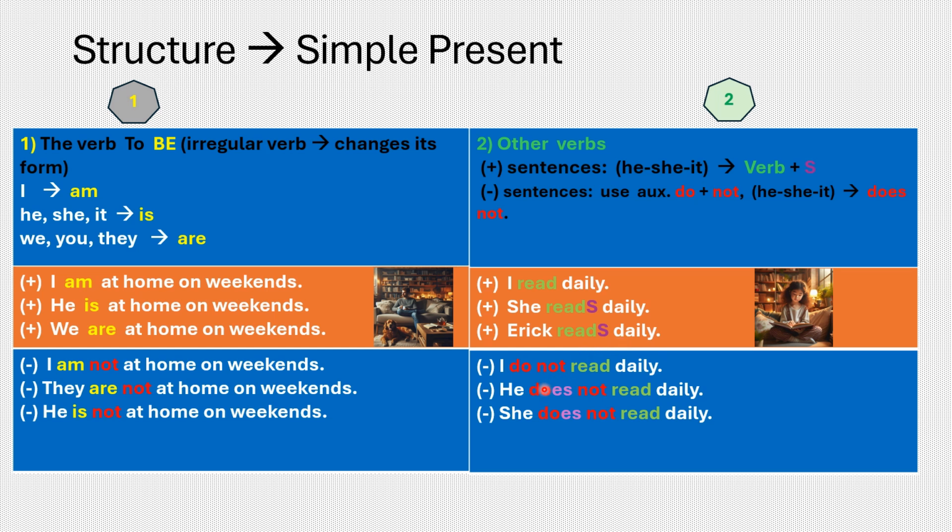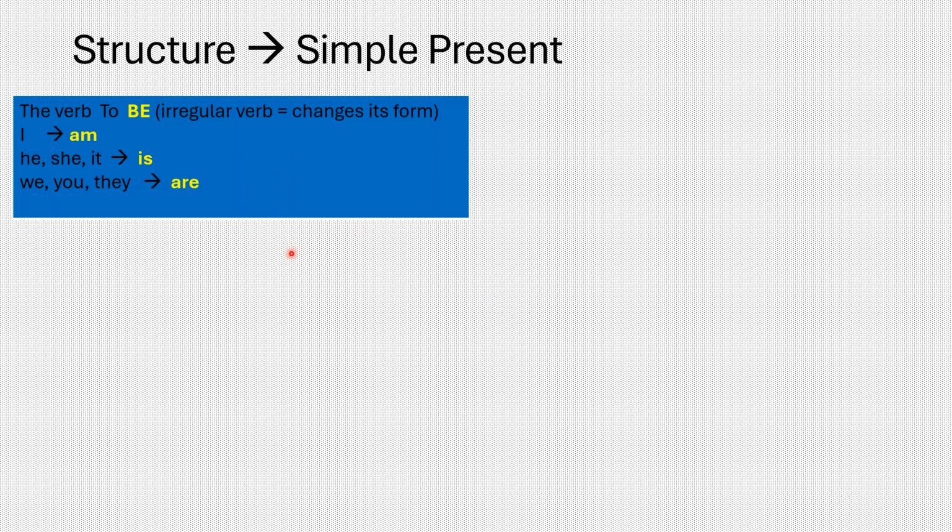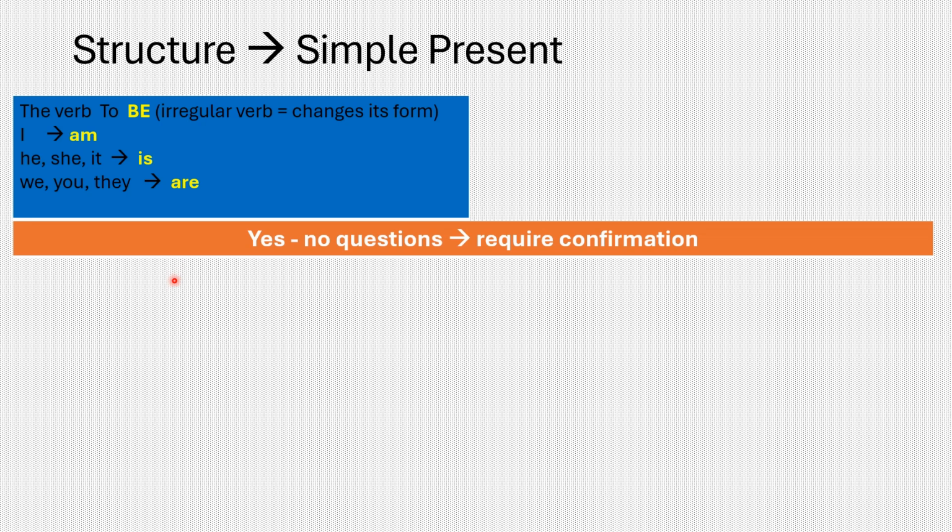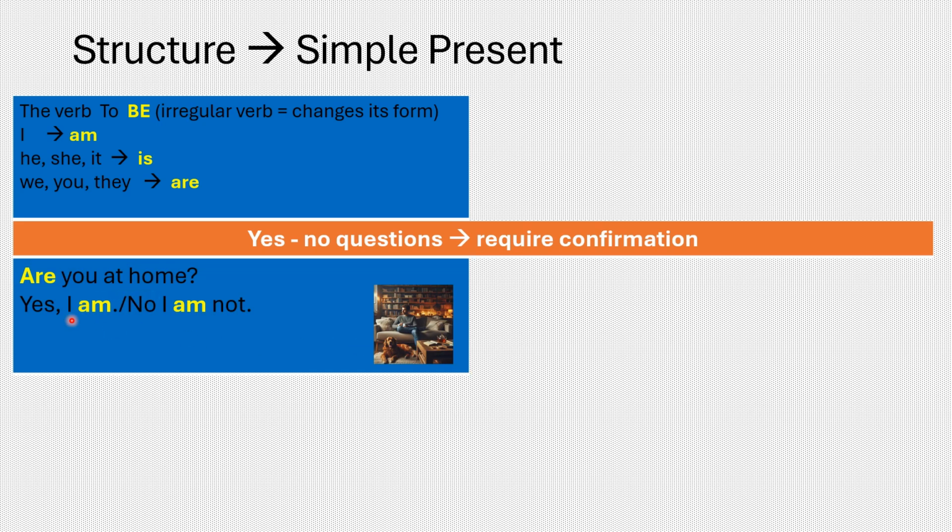Negative statements. I don't read daily. He does not read daily. She does not read daily. Let's see what happens with the questions. The first group of questions are called yes/no questions, which require just confirmation. In the case of verb to be, we have, are you at home? Yes, I am. No, I'm not.